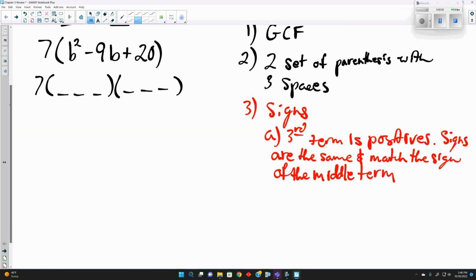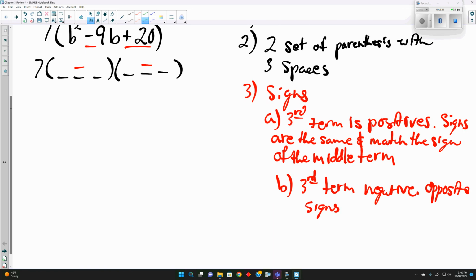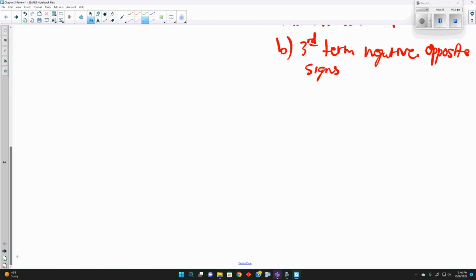Now, if the third term is negative, the signs are opposite. Opposite signs. And if we look at this here, the third term is positive, so the signs are the same and they match the sign of the middle term. So it'd be negative and negative. And that brings us to our fourth step.